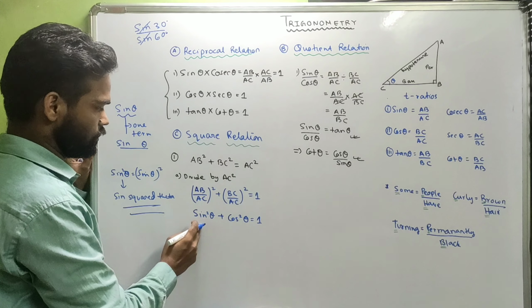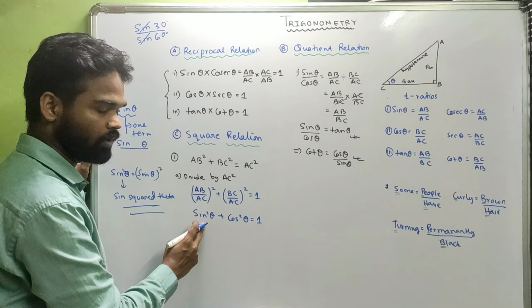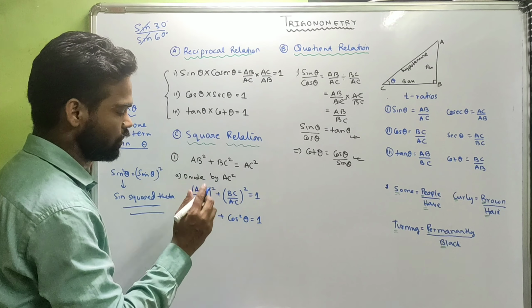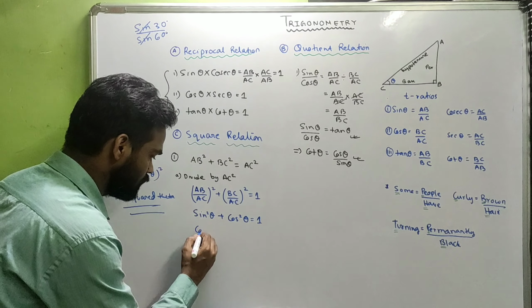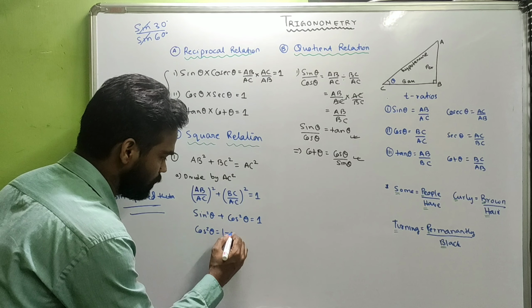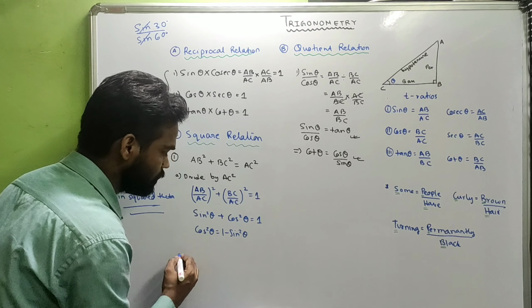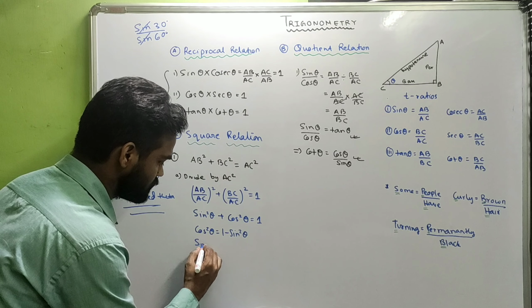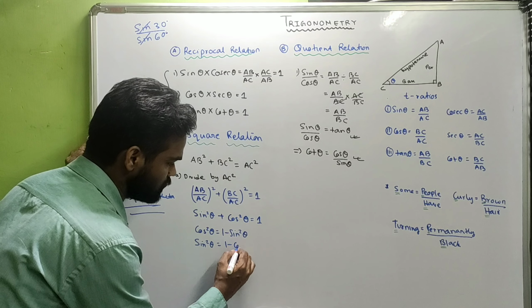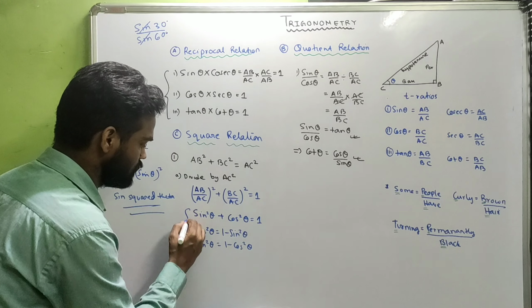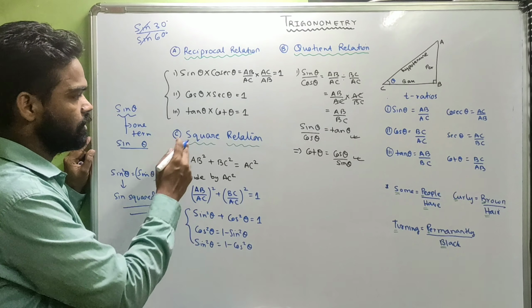So the first square relation is sine square theta plus cos square theta is equal to 1. Which means I can say cos square theta equals 1 minus sine square theta from here. Which means I can say sine square theta equals 1 minus cos square theta. So these are my first relation.